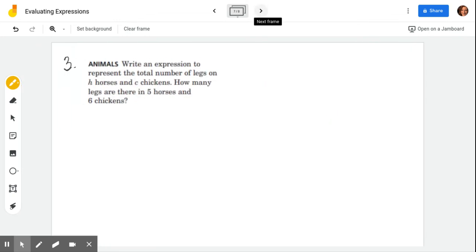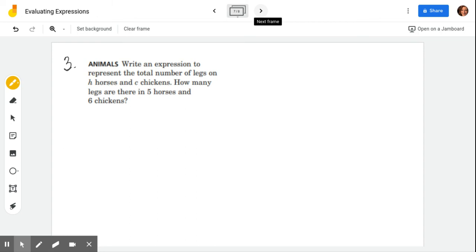Okay, I've got one more. So what I would encourage you to do is pause this and give it a try. For this one, I hope you know that we are assuming all horses have 4 legs and all chickens have 2 legs. So pause it, give it a shot, and then resume the video and we'll see if we match.